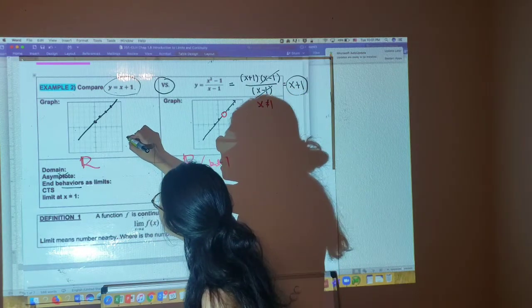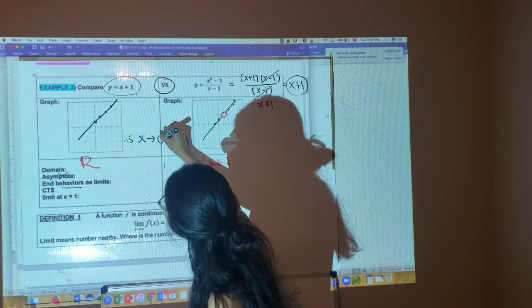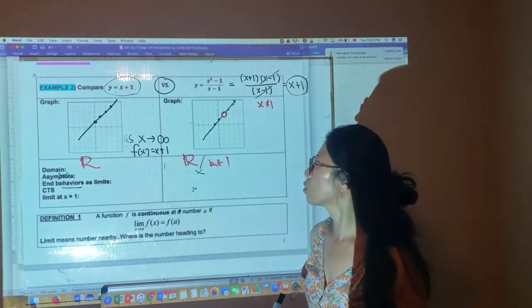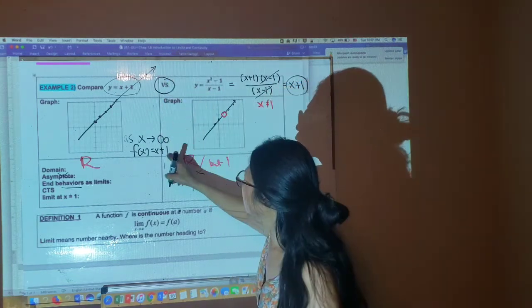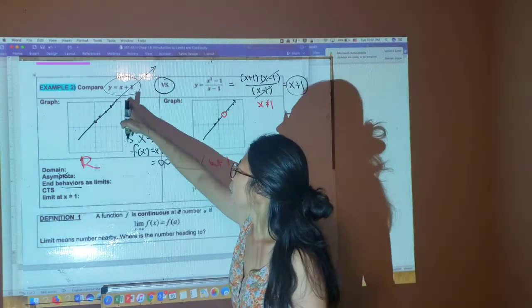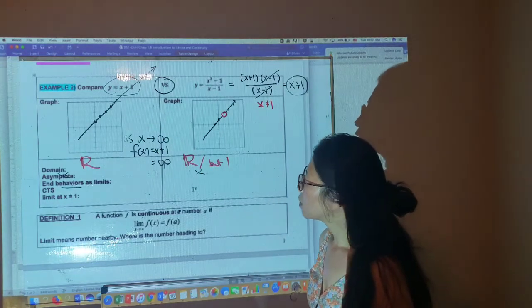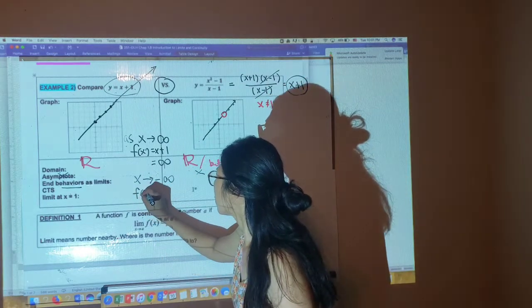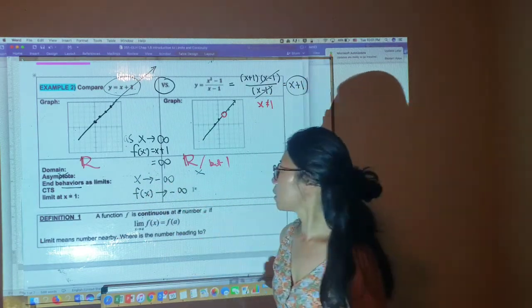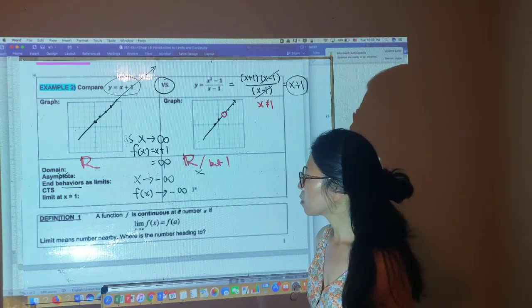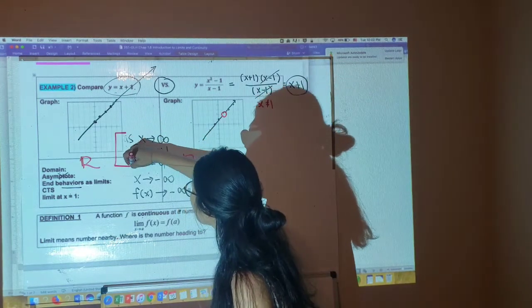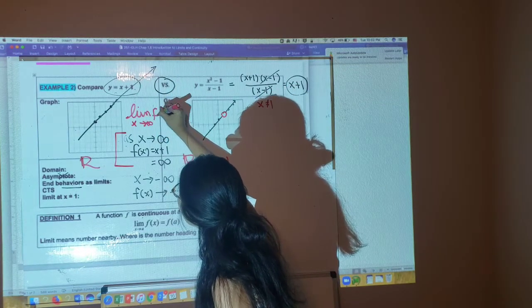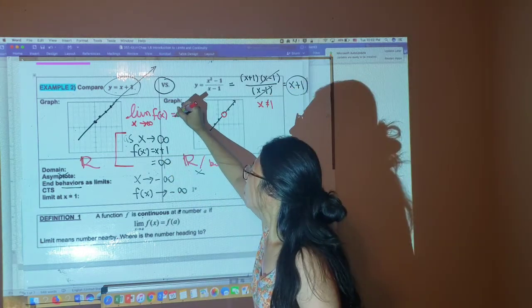So as x goes to infinity, where does your function x plus 1 go? As you see, my graph is going to infinity as x gets bigger. Then how about when x goes to negative infinity? Then my function is going to go to negative infinity. What I just said is exactly the definition of a limit. We just write it as the limit symbol, x goes to infinity of f of x. That's what I just said, and then it goes to infinity.